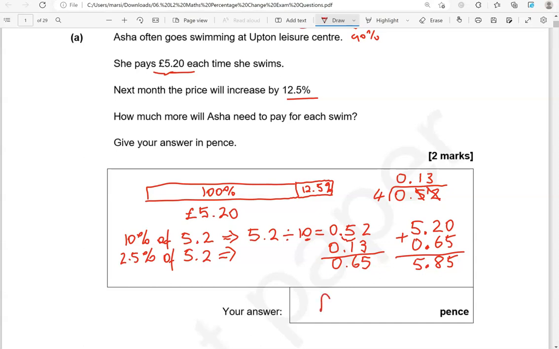Well, we need to give the answer in pence. So that will be 585 pence, because there are 100 pence in a pound.